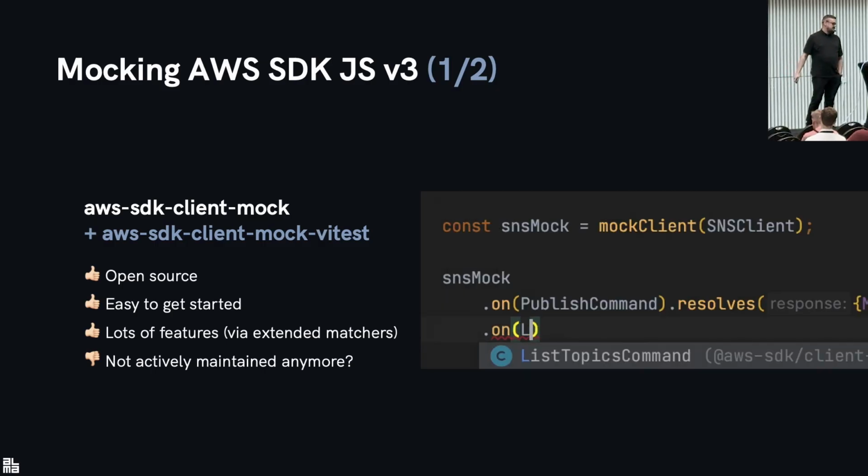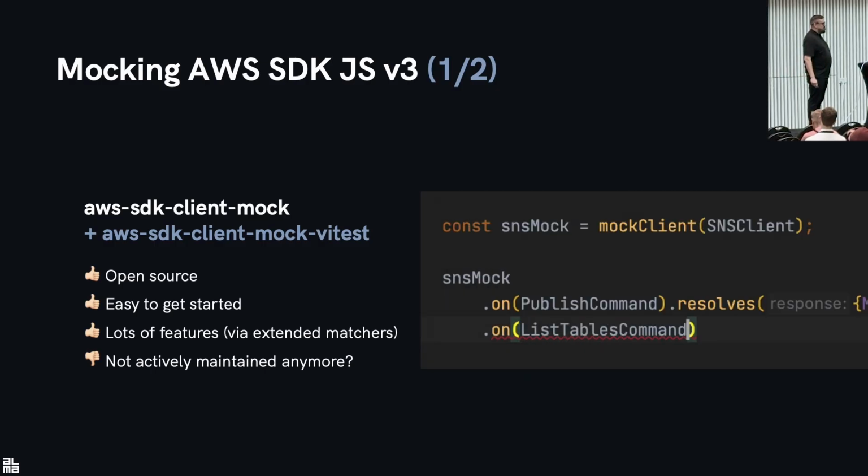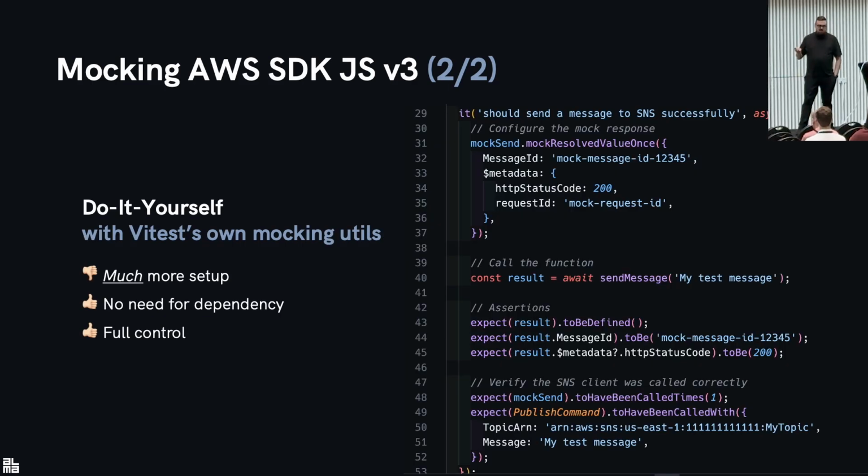I have nothing against the developer, so fantastic that he has created it. But this is, I think, a crucial feature that should be released and maintained by AWS maybe. But the other approach is that all the modern test runners have mocking capabilities. And in the end, it's not that hard actually to mock the AWS SDK yourself. So you can definitely do it. So that's the other approach for how you can do it.